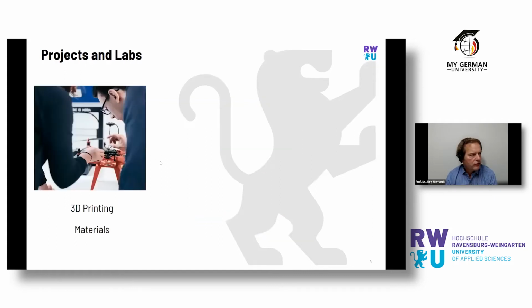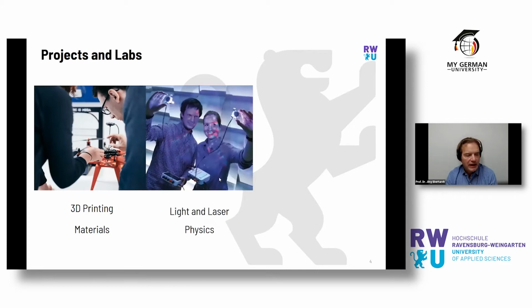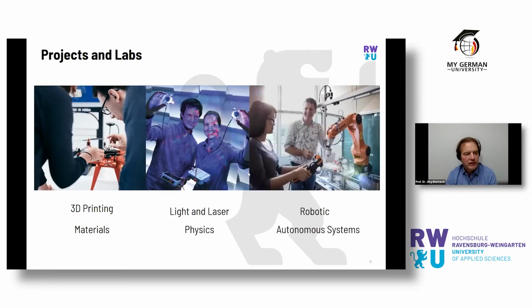Our study course offers different labs. In these labs, we do projects, and we have labs where we do 3D printing, where we look at materials, different materials, nanomaterials. We have labs for light and laser. We do a lot of physics, so we also have physics labs. And we have a robotics lab and a lab for autonomous systems.